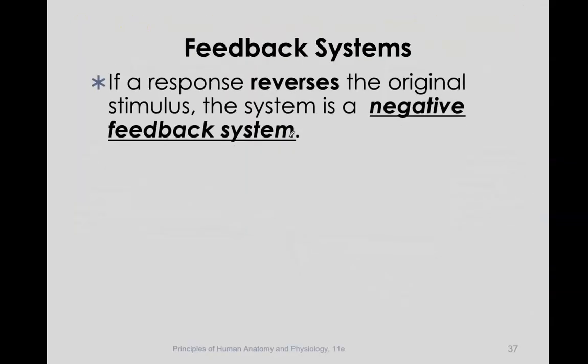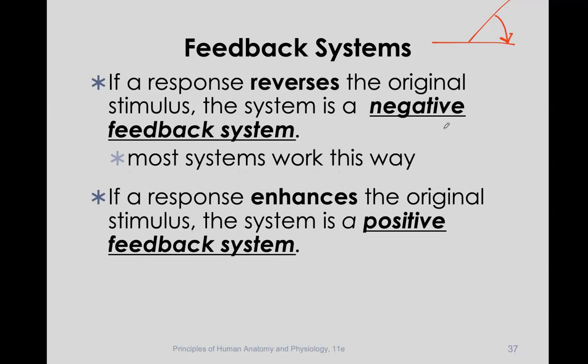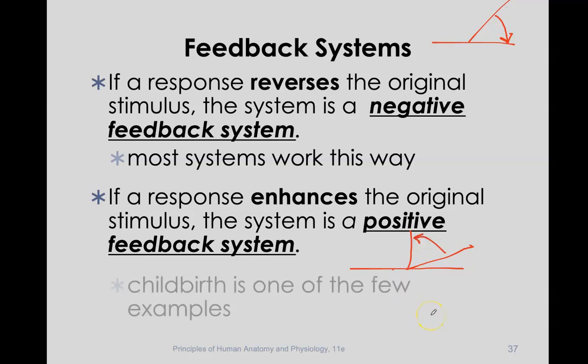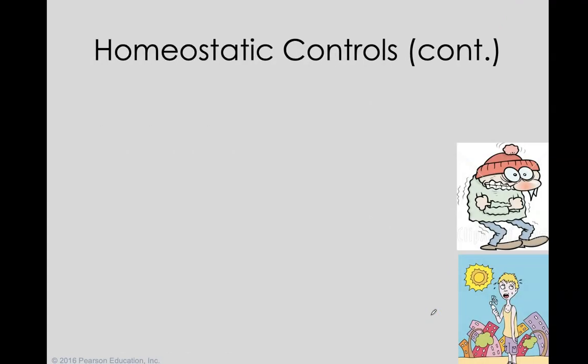So again, if a response reverses the original stimulus, so the stimulus takes you here and the response reverses that back to homeostasis, then it's negative feedback. That's the easy question. Ask yourself, are you going back to homeostasis? If you are, it's negative feedback, okay? And most of our systems work this way. If a response does the opposite, if it enhances the original stimulus, so here is the original stimulus, and now your response to it takes you farther away from homeostasis, that's a positive feedback mechanism, okay? So again, childbirth is one of these examples. I'm going to go through these examples.